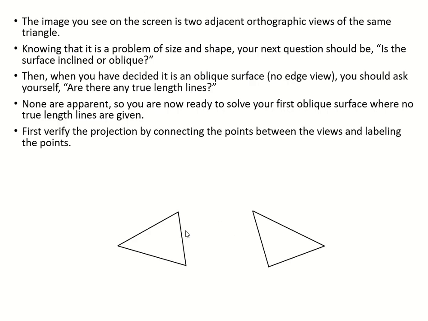So we've got two adjacent views of the same triangle, your front view and then your right side view. First, you always ask: is it an inclined plane or an oblique plane that you're dealing with in this problem? Now you look for the edge view. There's no edge view, so therefore you're most likely dealing with an oblique surface.